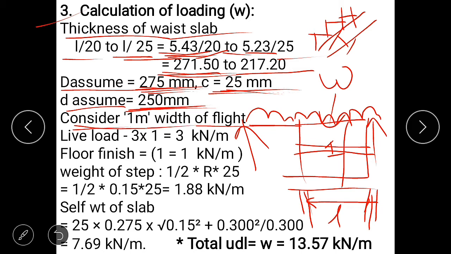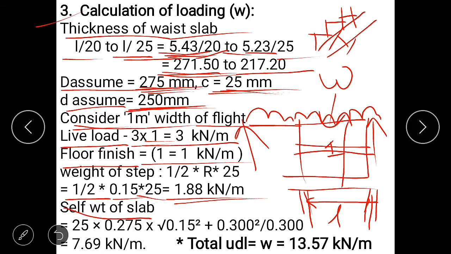For 1 meter width of slab, we consider the load here. So consider live load 3 kN per meter, already given. For a residential building, consider a live load of 3 kN per meter. Floor finish is given; if not given, then consider 1. Okay. Weight of step formula is 1 by 2 into R into 25. So 1 by 2, R is 0.15, that is 150 mm rise we already considered, and 25, so 1.88 kN per meter.